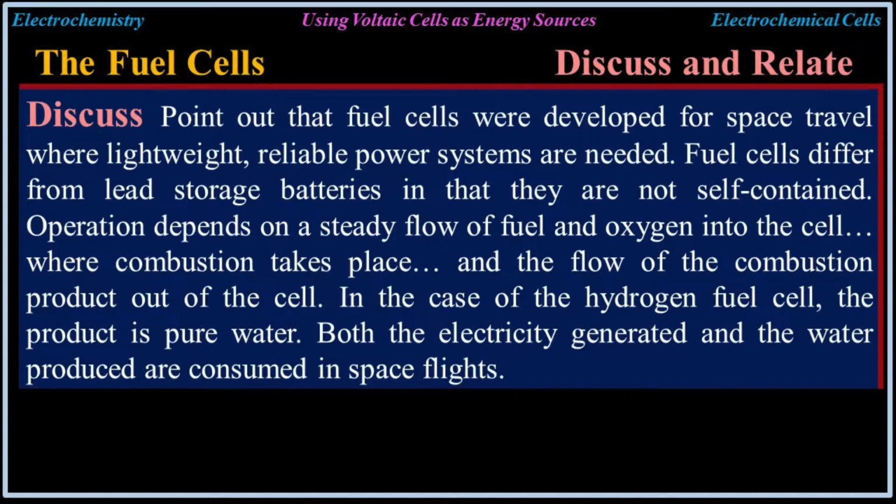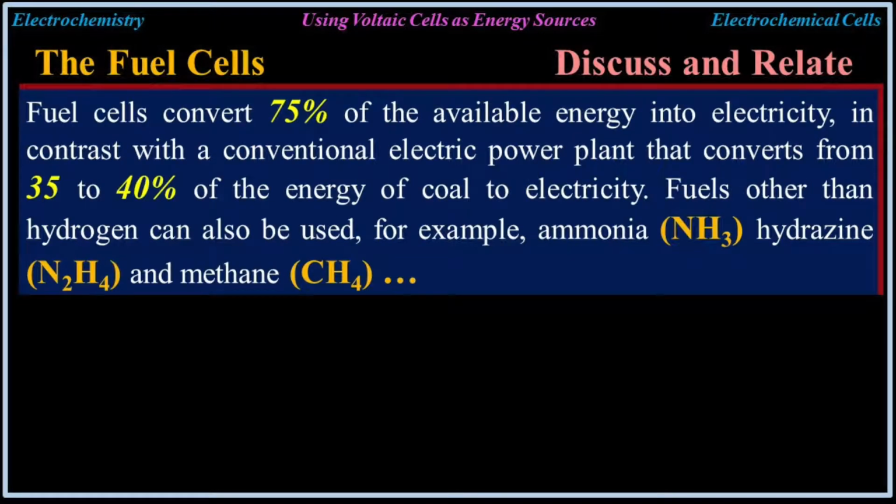In the case of the hydrogen fuel cell, the product is pure water. Both the electricity generated and the water produced are consumed in space flights. Fuel cells convert 75% of the available energy into electricity, in contrast with a conventional electric power plant that converts from 35 to 40% of the energy of coal to electricity. Fuels other than hydrogen can also be used. For example, ammonia, hydrazine, and methane.